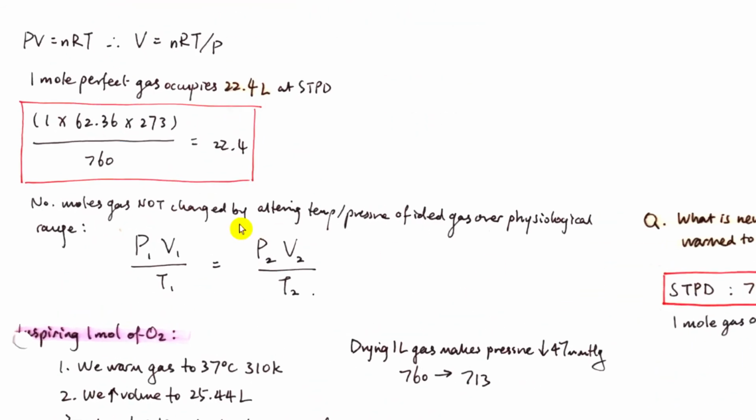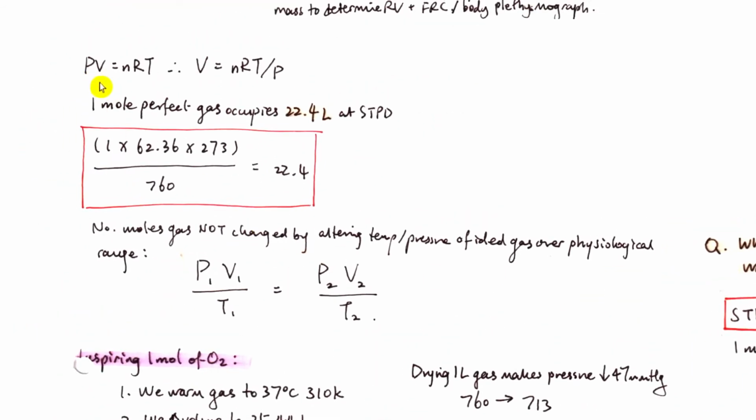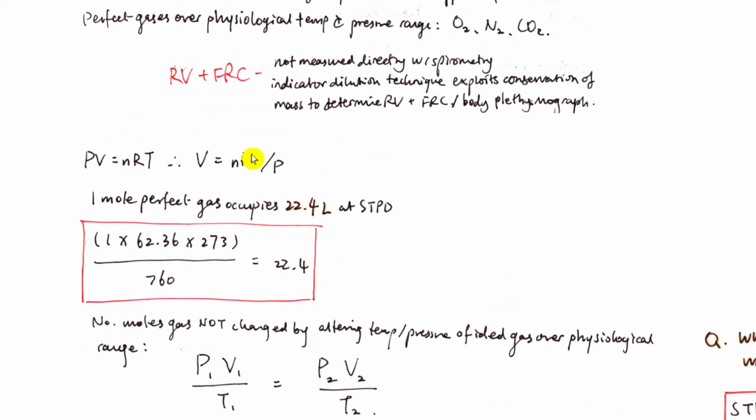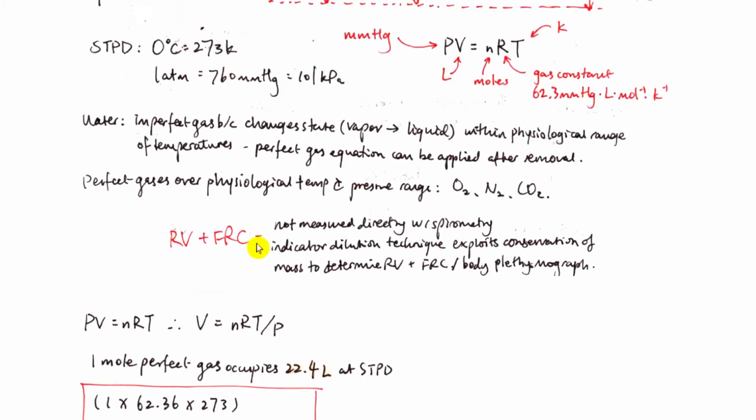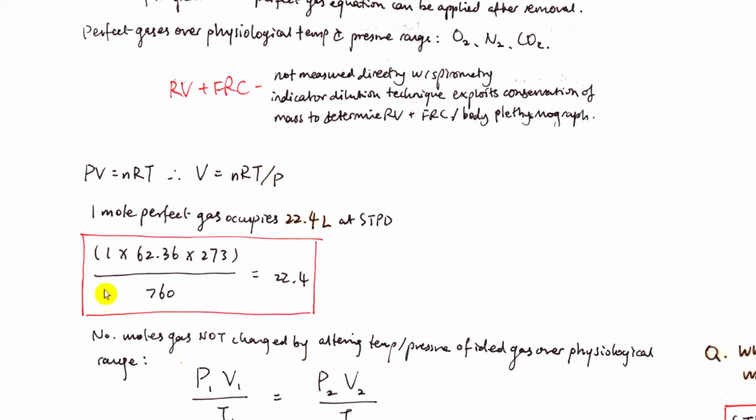Now, if we rearrange this equation, PV equals nRT, this is a relationship between pressure, volume, and temperature. If we rearrange it, then we get V equals nRT over P. So we can work out how much volume 1 mole of gas occupies. At STPD, standard temperature and pressure, 1 mole of a perfect gas occupies 22.4 litres, and we can work this out with this equation. If we plug in the numbers, 1 mole of gas times R, 62.36, times the temperature, which we said was 273 Kelvin, divided by the standard pressure in millimeters of mercury, which is 760, atmospheric pressure, that comes out as 22.4.